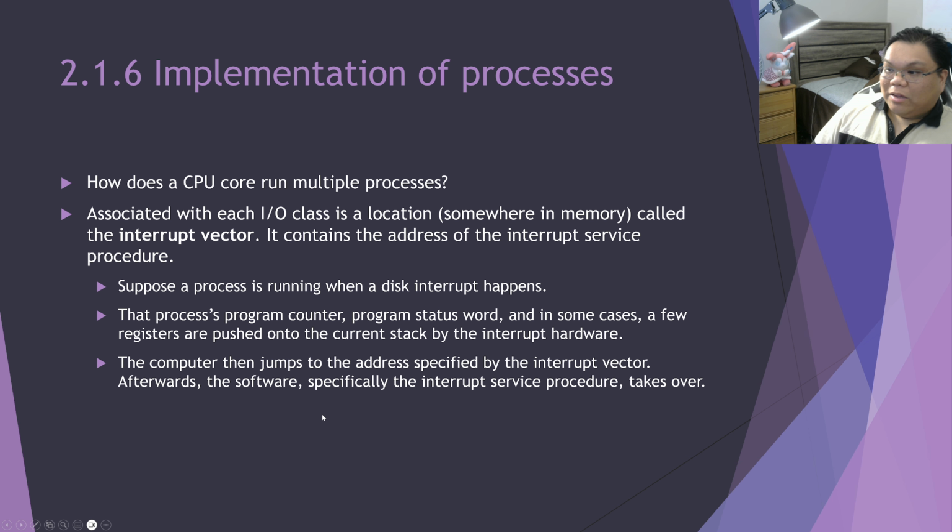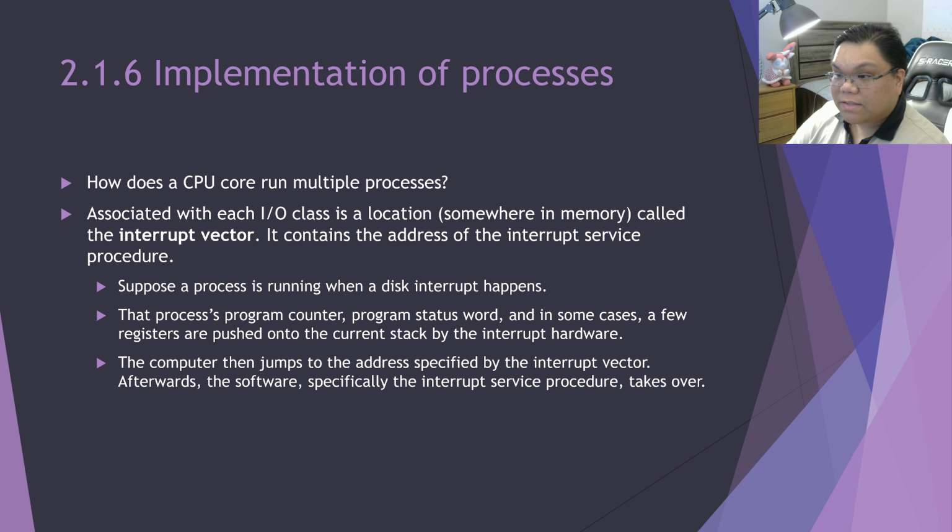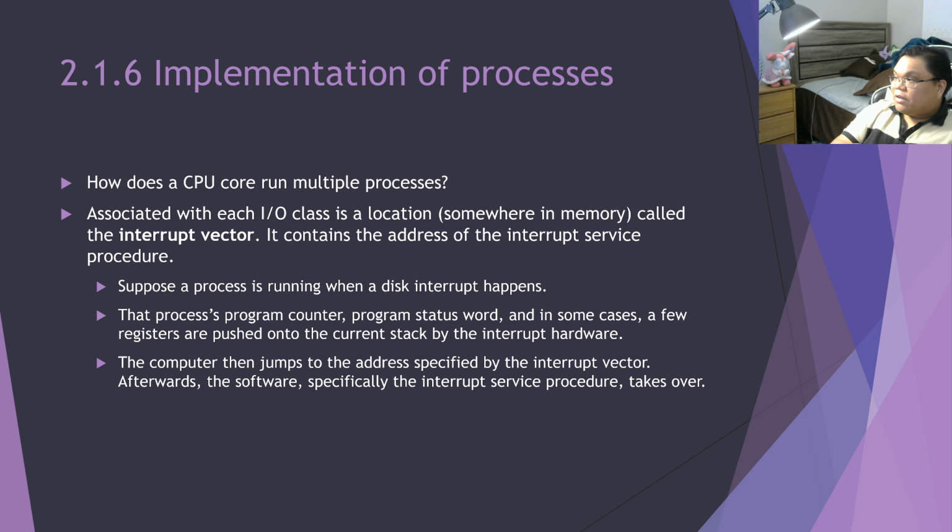How does the CPU core run multiple processes? Associated with each I/O class is a location somewhere in memory called the interrupt vector. It contains the address of the interrupt service procedure. So suppose a process is running when a disk interrupt happens. That process's program counter, program status word, and in some cases a few registers, are pushed onto the current stack by the interrupt hardware. The computer then jumps to the address specified by that interrupt vector.